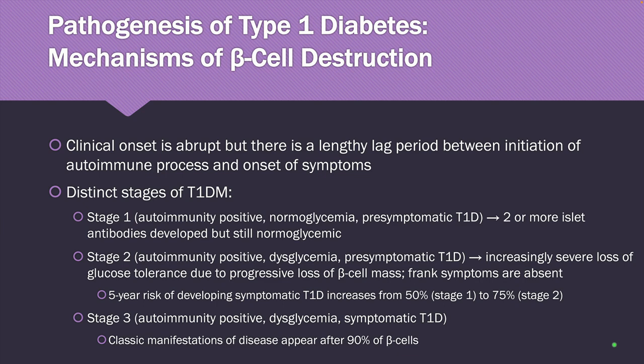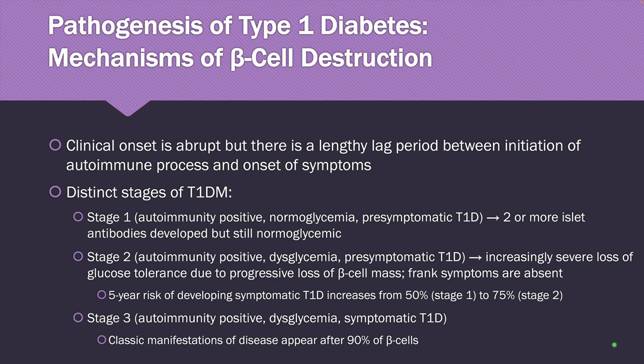There are 3 distinct stages. Stage 1 is autoimmune positive na yung pasyente mo, pero normal glycemic pre-symptomatic DM. So meron ka ng antibodies that can be detected at this point in time. In stage 2, doon ka na nag-umpisa na may dysglycemia ka na. So parang kumbaga, if you're going to do laboratory tests, you may see already parang pre-diabetic levels ng DM mo. Nagkakaroon na ng increased loss of glucose tolerance due to loss of the beta cell mass. Pero there is still no frank symptoms at this point in time.